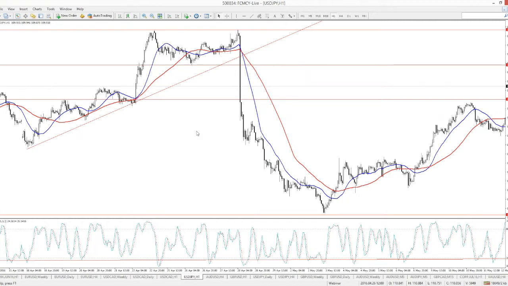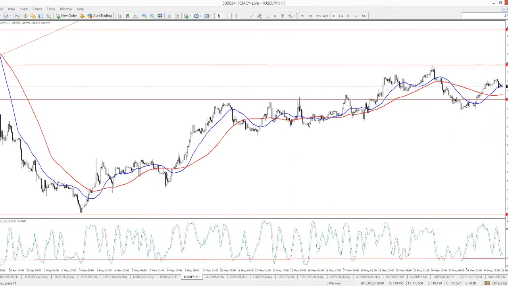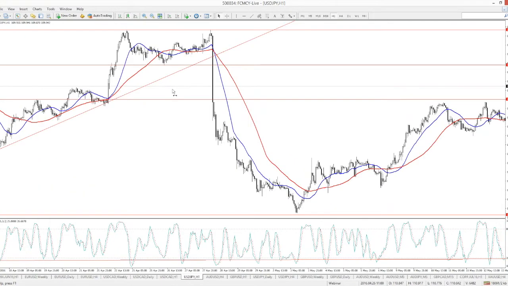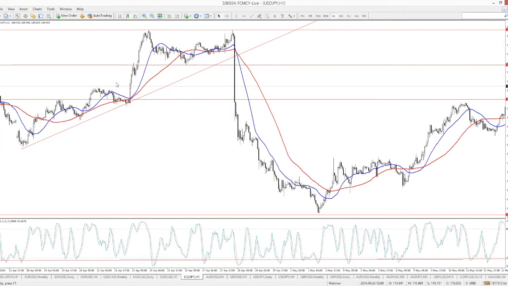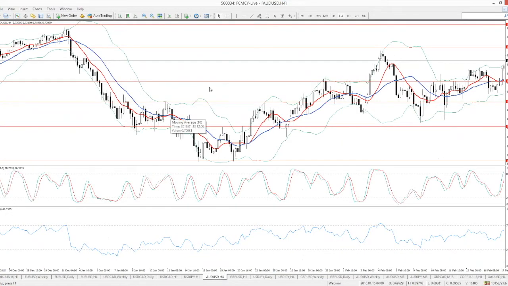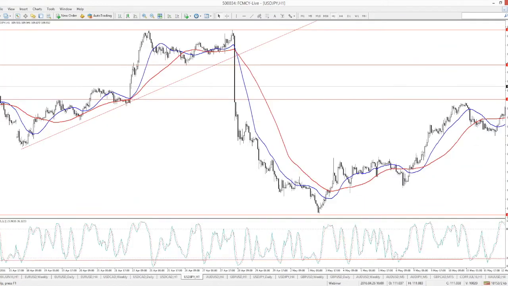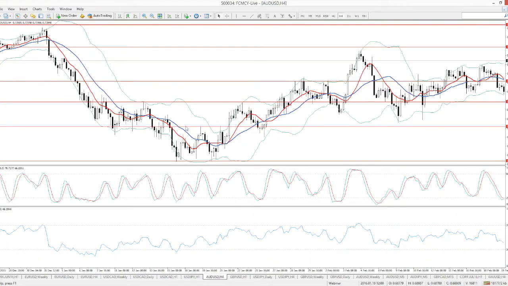Next one, we have the double bottom reversal trading patterns. I have tried to find some double bottom reversals, however not as good as the double top. We can see here the AUD/USD H4. This is a type of double bottom reversal. We can see that there was a previous downtrend before. So it's the double top in reverse.